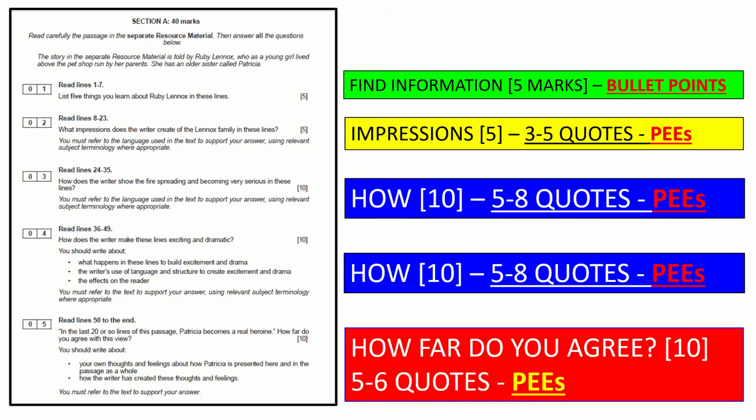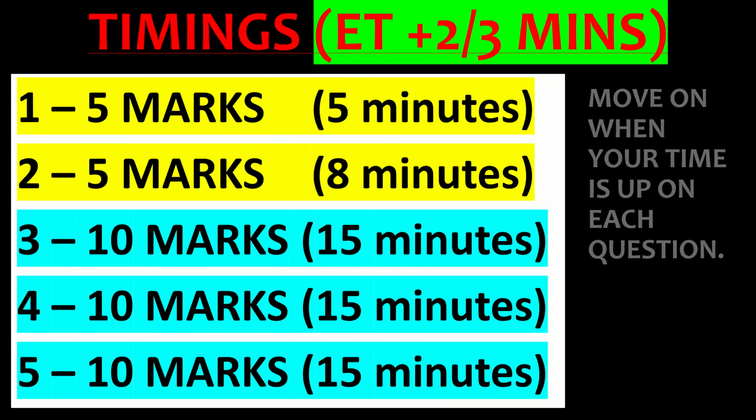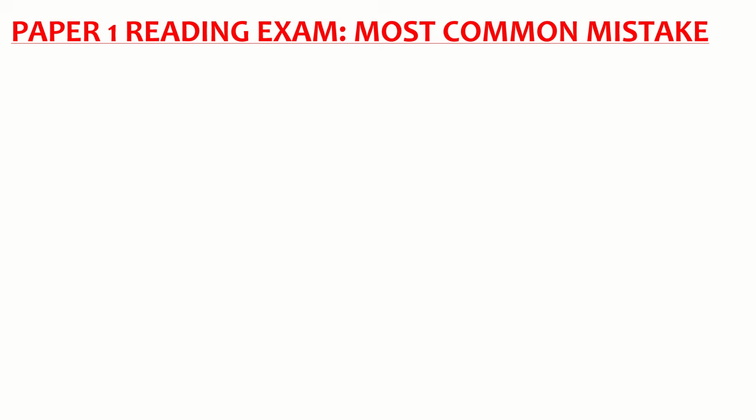So the first and the 5th question always stay where they are. Question 1 will always be list, question 5 will always be do you agree, and then the impressions and how questions can swap around. These are your rough timings: 5 minutes for the easy 5 mark question, question 2 8 minutes, and then 15 minutes for the 10 markers.